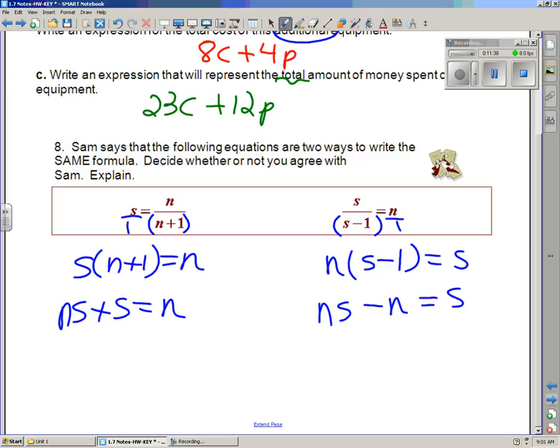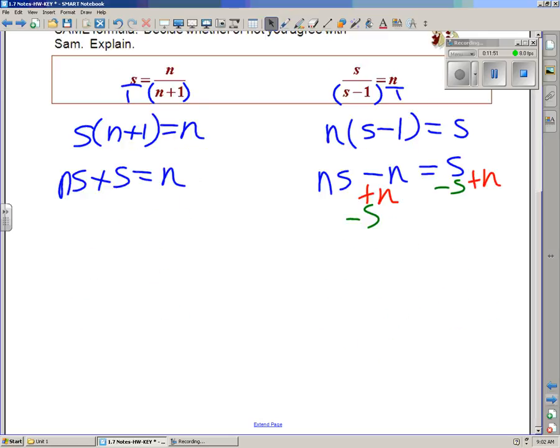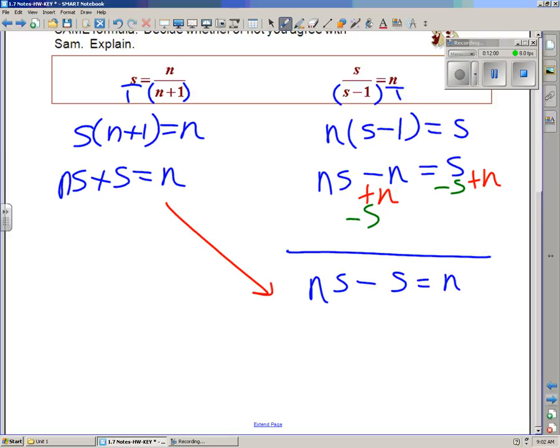All I can do is get the n on the second equation to the opposite side. So what I will do is I'm going to add n. At the same time, I'm going to subtract s. Hopefully you can follow this, just doing it all on one line. And what ends up happening is ns minus n equals n. These two equations are not the same. So did Sam say that these are 2 ways to write the same equation? And they are not.